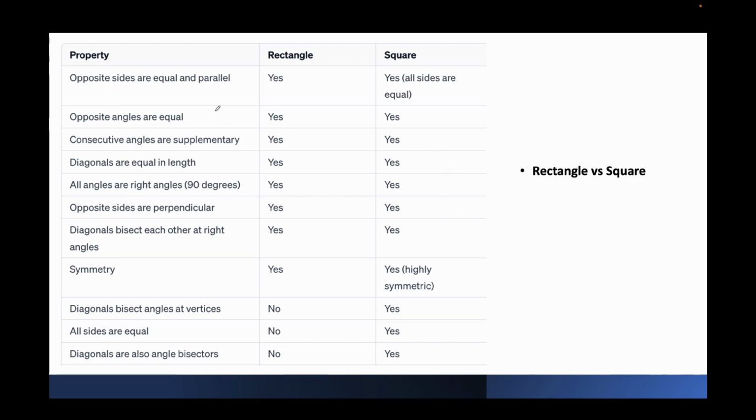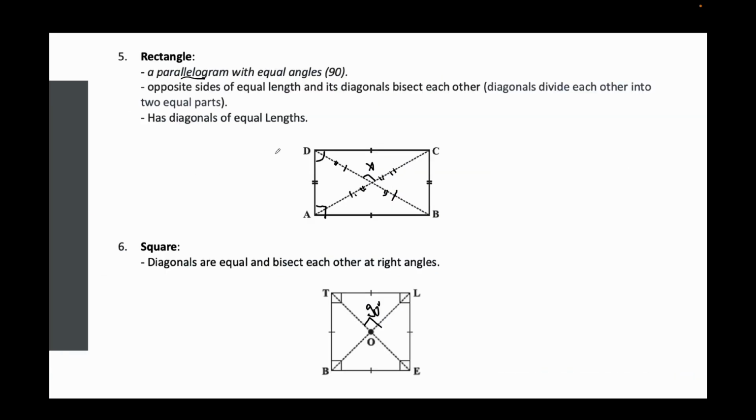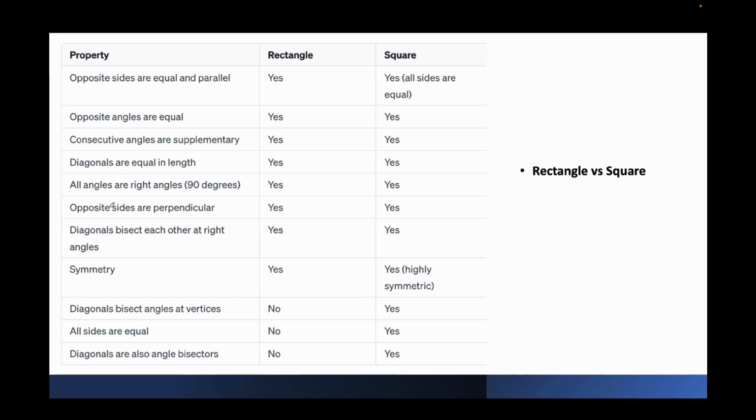So these are the properties: opposite sides are equal and parallel, opposite angles are equal, consecutive angles are supplementary, meaning 180 degrees, diagonals are equal in length, all angles are 90 degrees, which we saw that these all are 90 degrees. Diagonals bisect each other at right angles, which is correct. Symmetry, yes. Diagonals bisect angles at vertices, no.